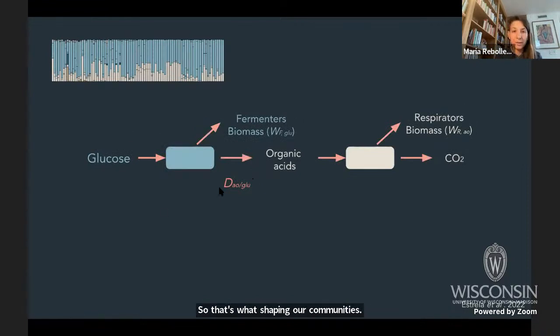Have glucose. Fermenters can use that glucose to either make biomass or secrete organic acids. And then the respirators consume those organic acids to make respirator biomass or produce CO2. And from there, we can get this ratio of respirators to fermenters.